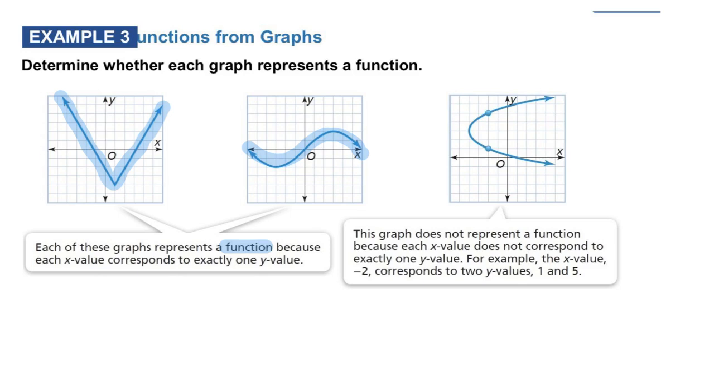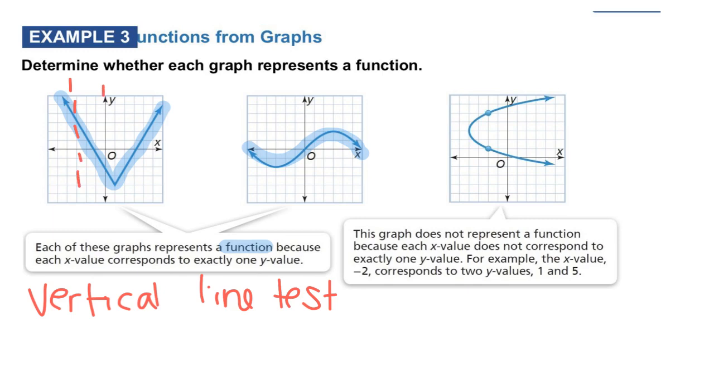Let me add one thing to this. There's something called a vertical line test. And that means you are going to take a vertical line and pass it anywhere throughout the graph. Anywhere. And if your vertical line only hits one data point, then it is a function. So if I do a vertical line test here, one data point, one data point, one data point, one data point.